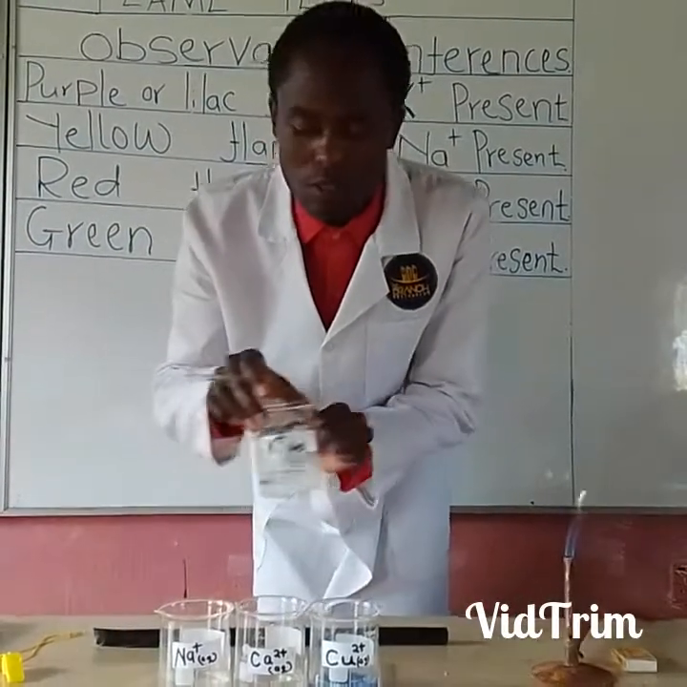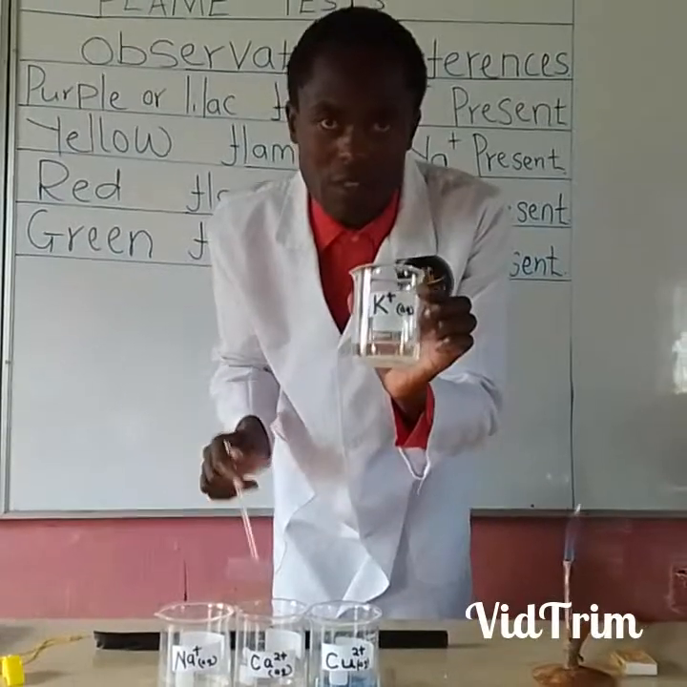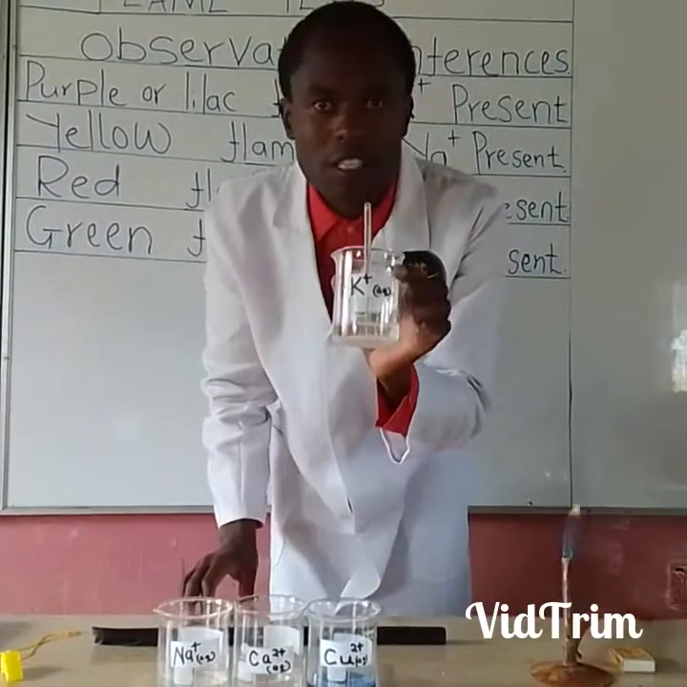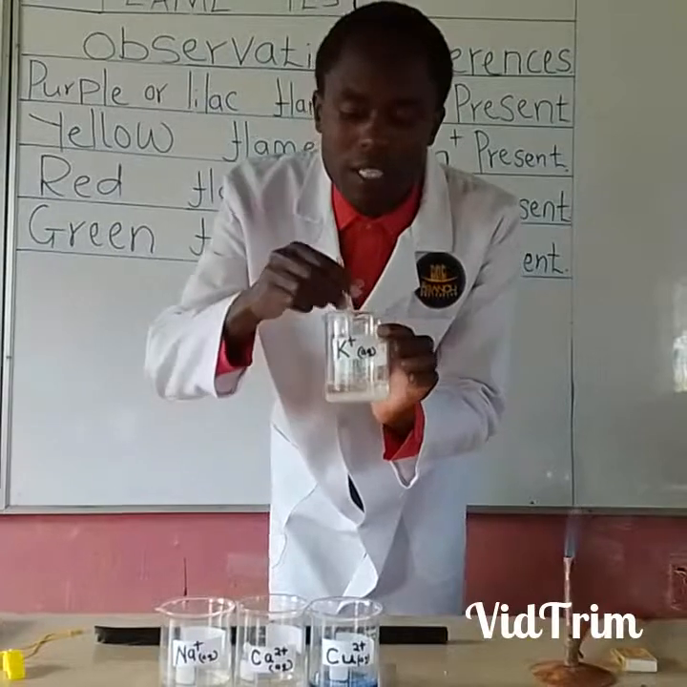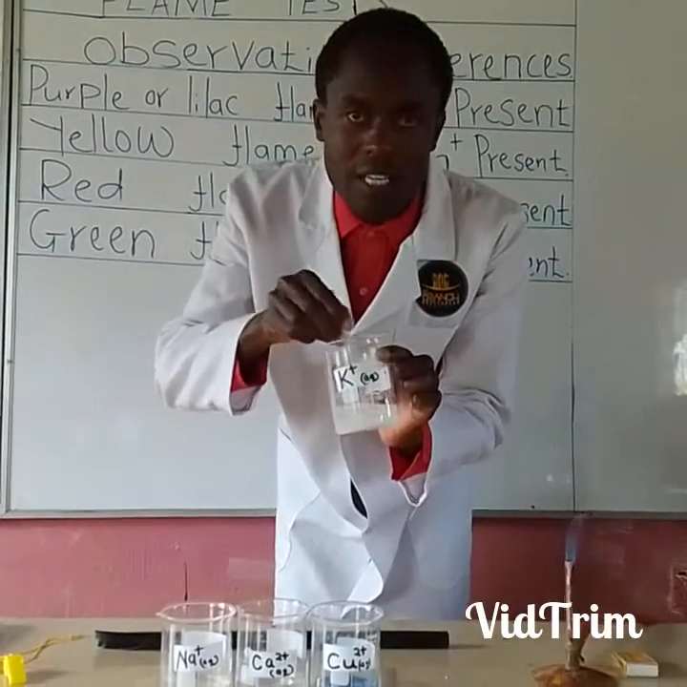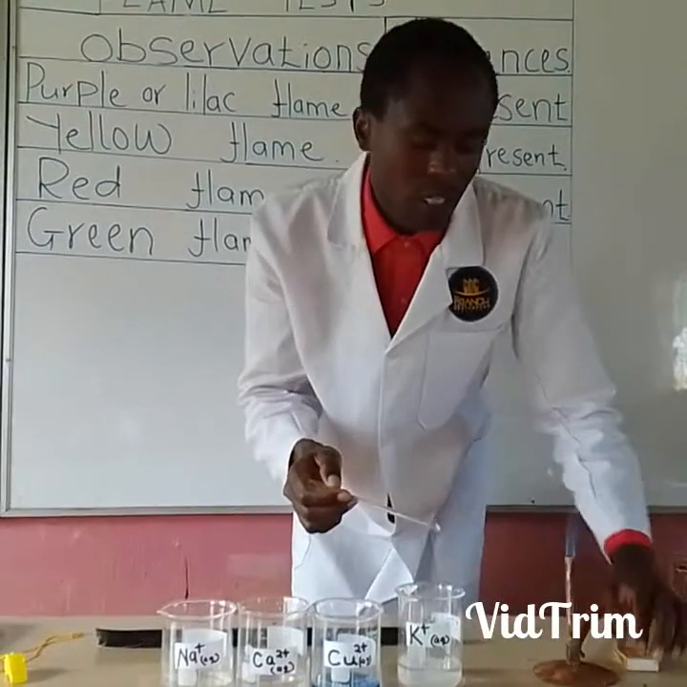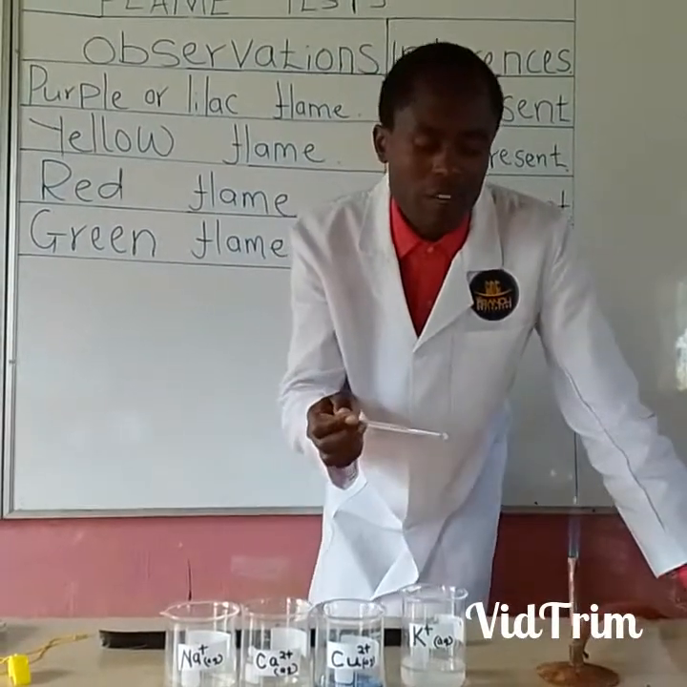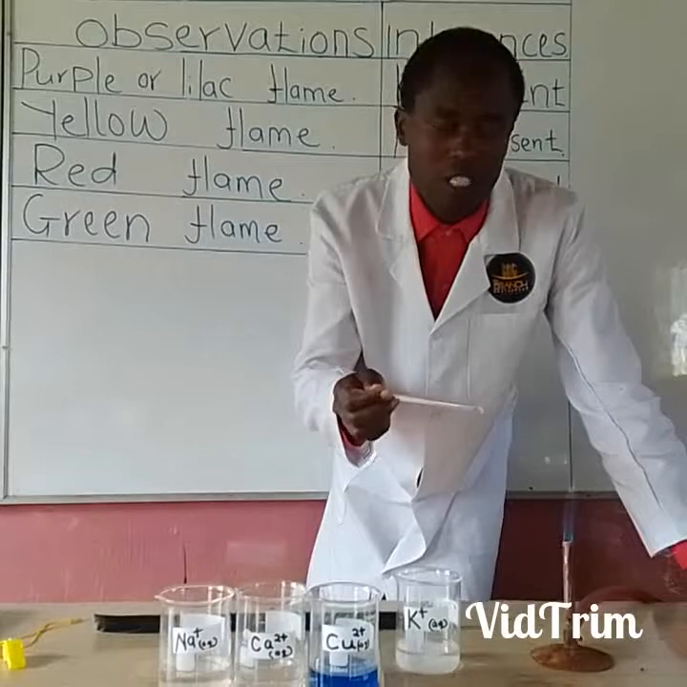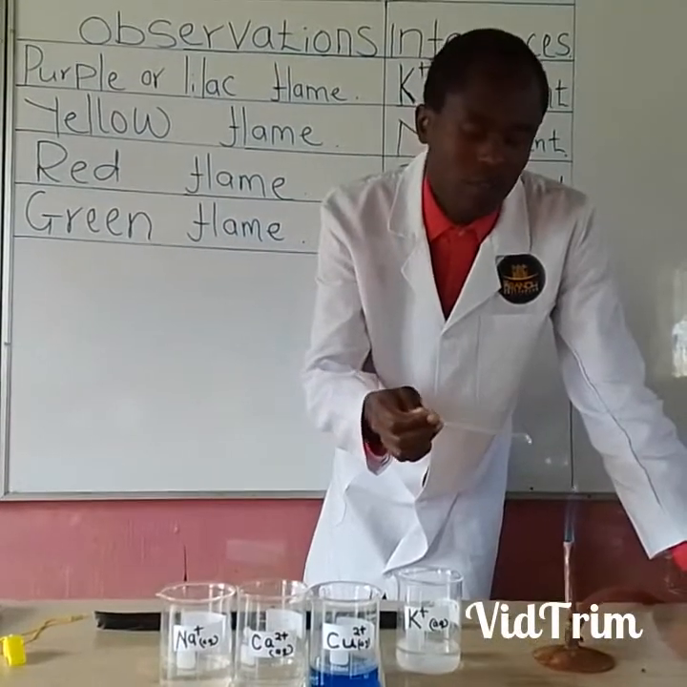Is it okay? So without wasting time, let me start this simple exercise. This is a solution containing potassium ions. So I dip a glass rod into that solution that way, then I stir like this. Thereafter, I have to hit it on the Bunsen burner flame. So my student, watch and see which flame will be produced.